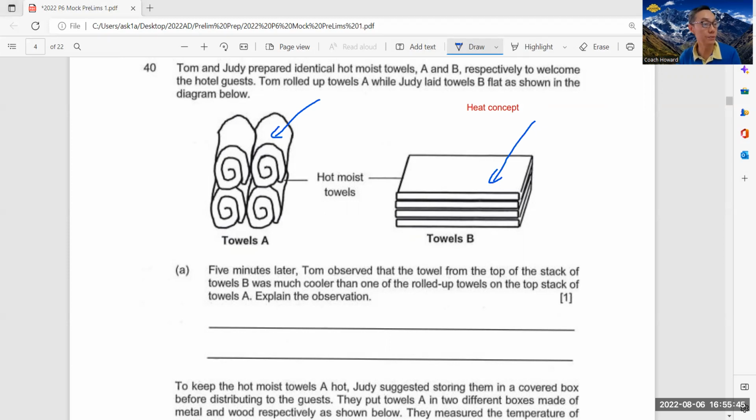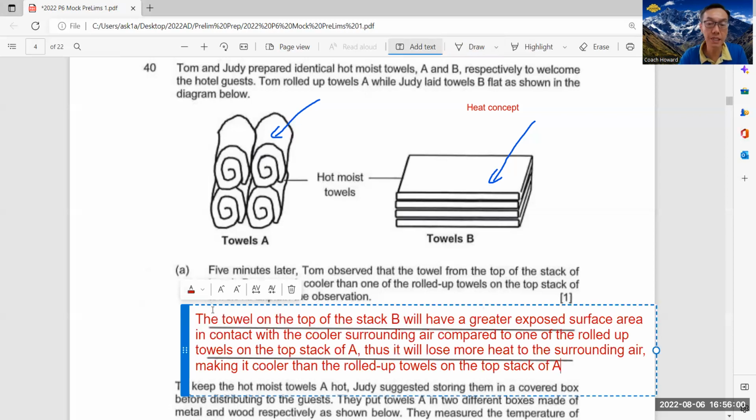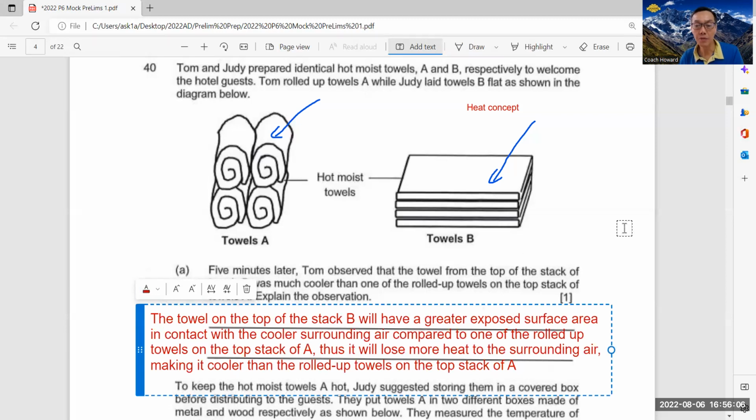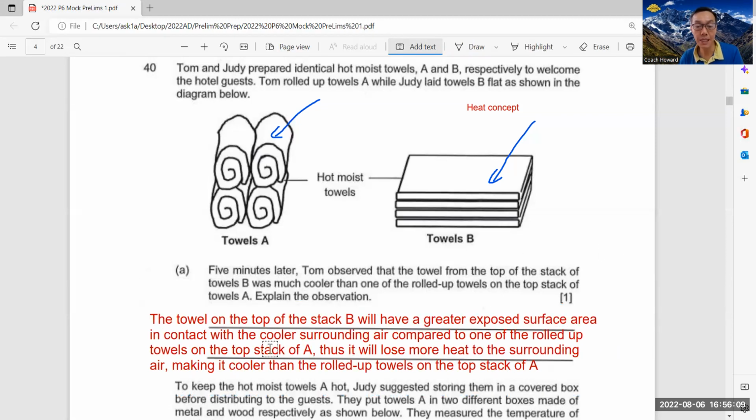Is to say that the towel on the top stack of B has greater exposed surface area in contact with the cooler surrounding air. Okay, if you didn't say in contact with what, you will lose the marks. So this part you must mention. The towel on the top of stack B has greater exposed surface area in contact with the cooler surrounding air compared to one of the roll-up towels on the top of stack A. Thus, it will lose more heat to the surrounding, or you can say it will lose heat faster to the surrounding, making it cooler than the roll-up towels on top of stack A.